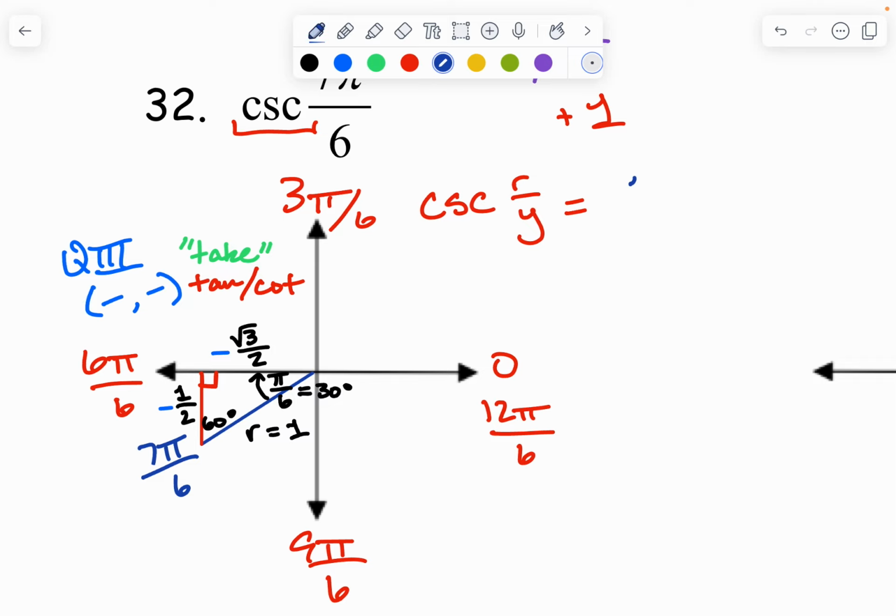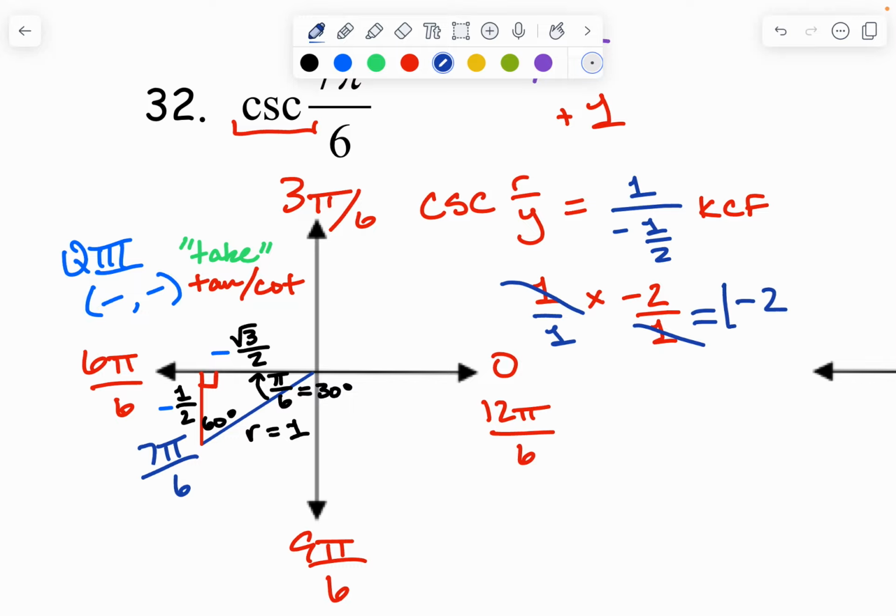So we find our r, that's 1. We find our y, that's our vertical side, so that's -1/2. And now we need to flip. Instead of division, we're going to multiply, and instead of -1 over 2, we flip it and make it -2 over 1. Technically, while you're multiplying here, these 1s cancel, and you just have -2 as your solution. So the cosecant of 7 pi over 6 is -2.